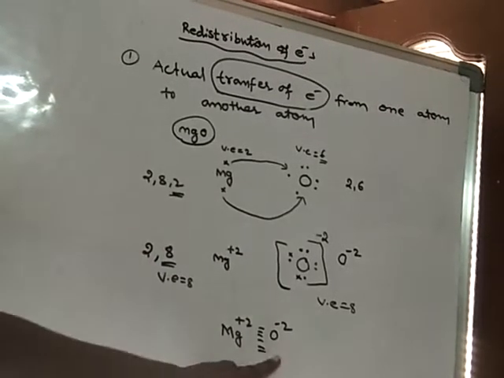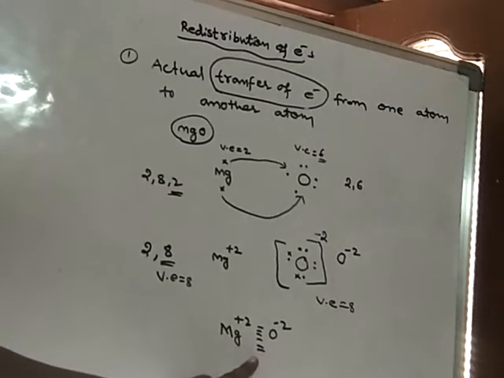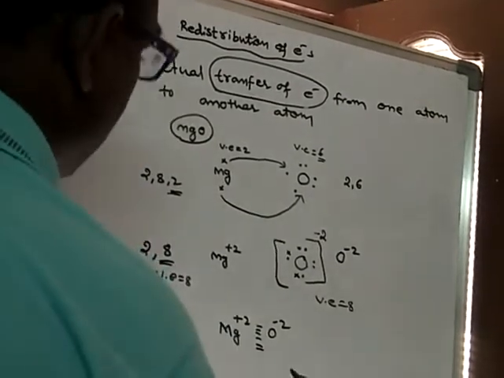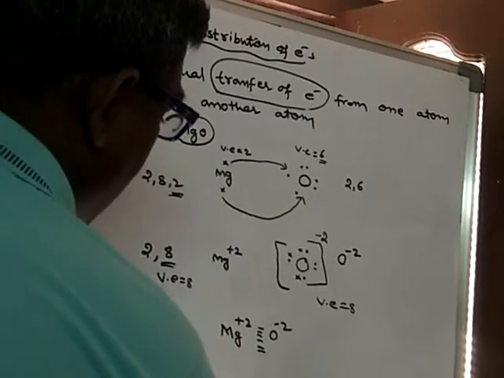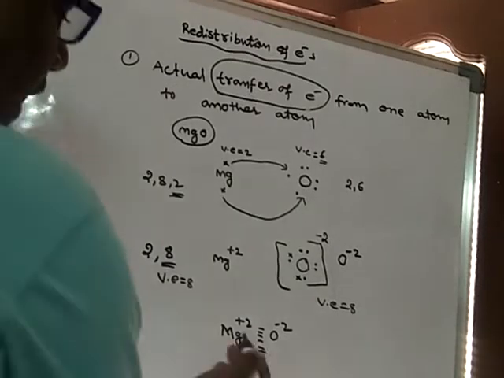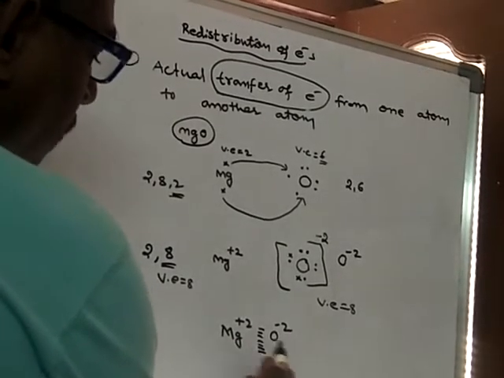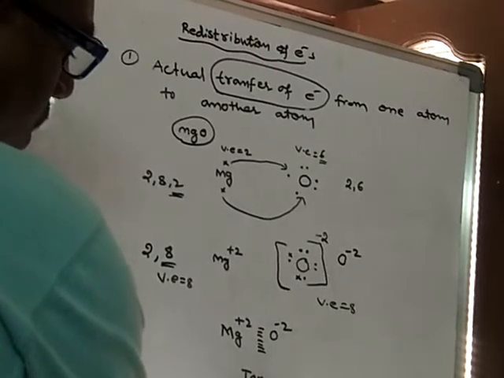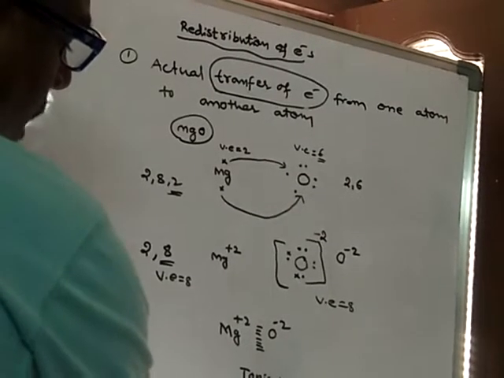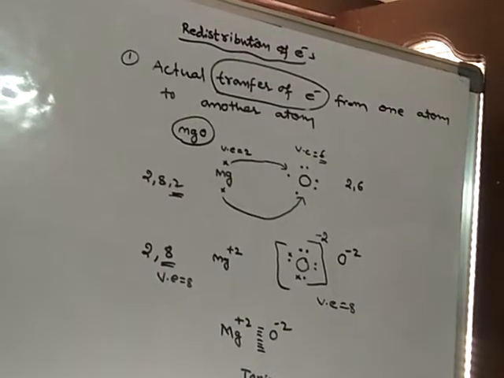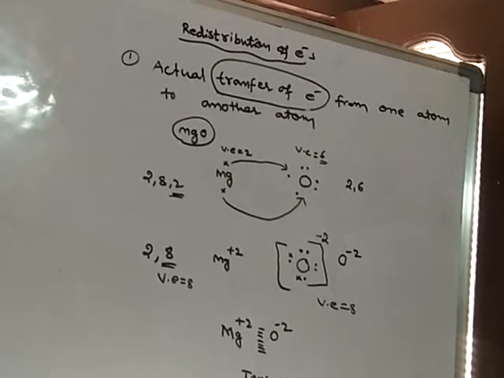What is the meaning of force of attraction? Force of attraction means bond. So a bond is formed between magnesium and oxygen, and this bond is between the ions, hence it is said to be an ionic bond. Or else simply ionic combination, or ionic forces of attraction.